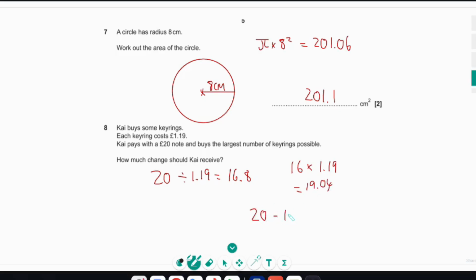He pays with a £20 note. So £20 minus £19.04 is 96 pence. So either 0.96 or you might just write 96 pence.